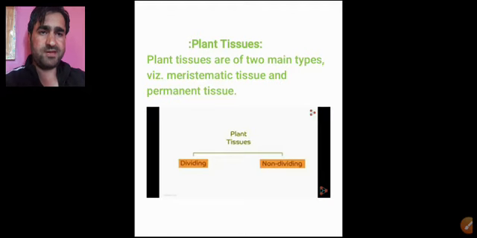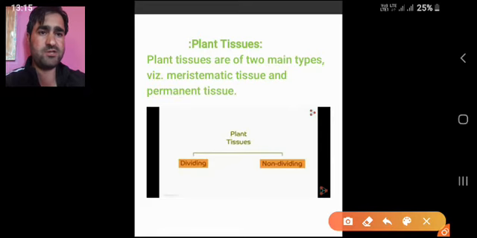We should remember the fact that tissues not only provide the mechanical and structural strength to the organism, but also allow the division of labor. As I told you in the previous video, in multicellular organisms we have division of labor. The cells are specialized, or the tissues perform a specialized job. So here we have plant tissues.